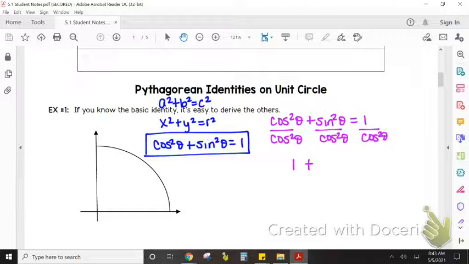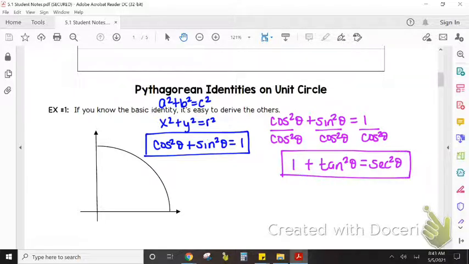Well, sine over cosine is tangent, so sine squared over cosine squared is going to be tangent squared equals 1 over cosine squared of theta. Well, 1 over cosine is secant, so 1 over cosine squared is going to be secant squared of theta. And so here is our second Pythagorean identity.